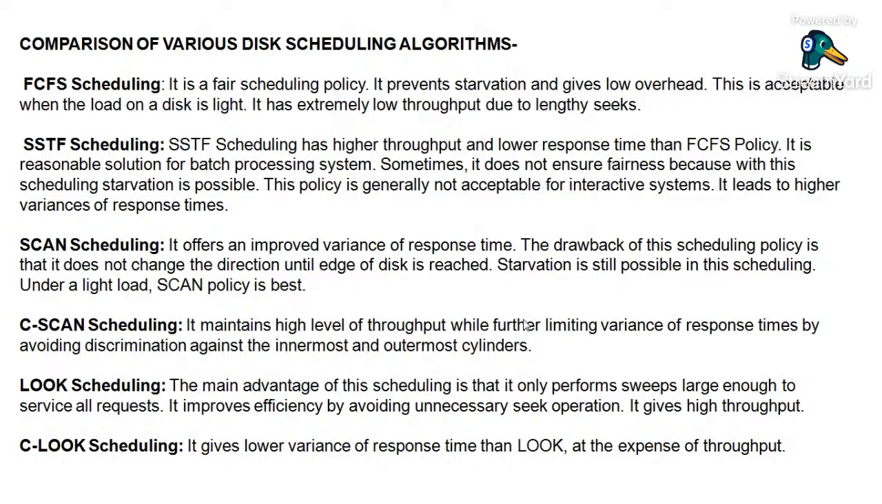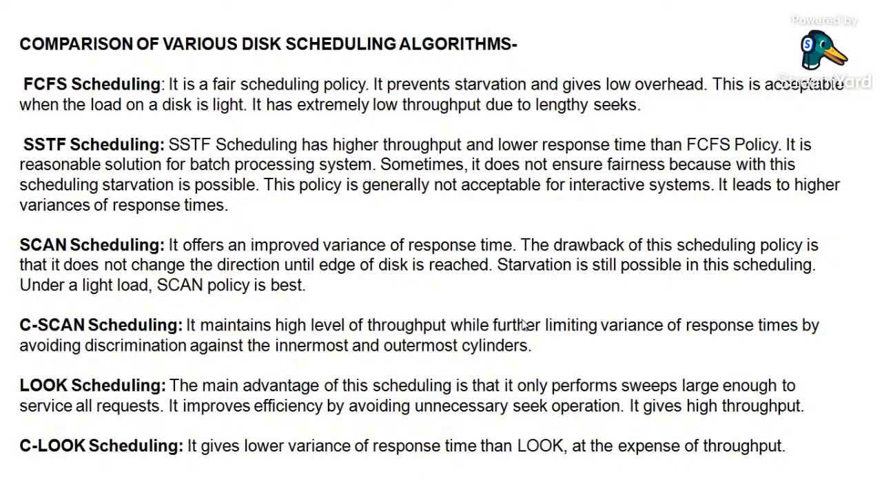And the next algorithm is SSTF. SSTF has higher throughput as compared to other algorithms, meaning more efficient, and gives lower response time. Response time means it starts responding as soon as we submit any request. So lower response time than the first come first serve policy. It is a reasonable solution for batch processing systems, whenever we want to execute requests in the form of a batch. Sometimes it does not ensure fairness, because with this scheduling starvation is possible, and that's why fair decisions for all requests cannot take place. This policy is generally not acceptable for interactive systems. It leads to higher variances of response times.